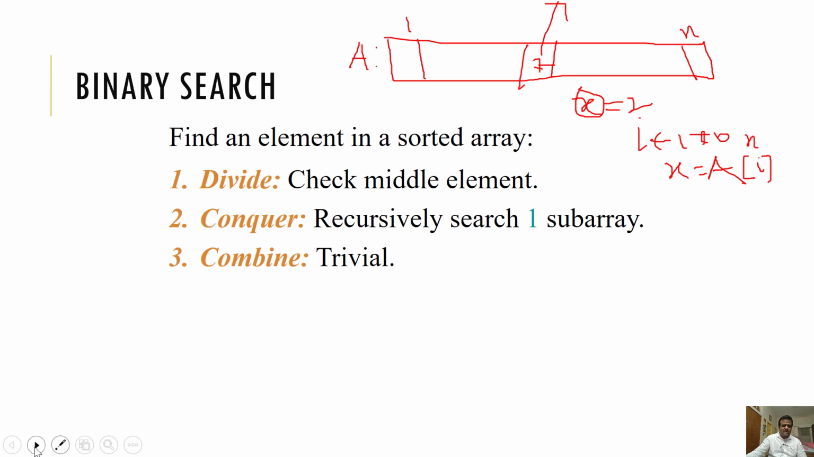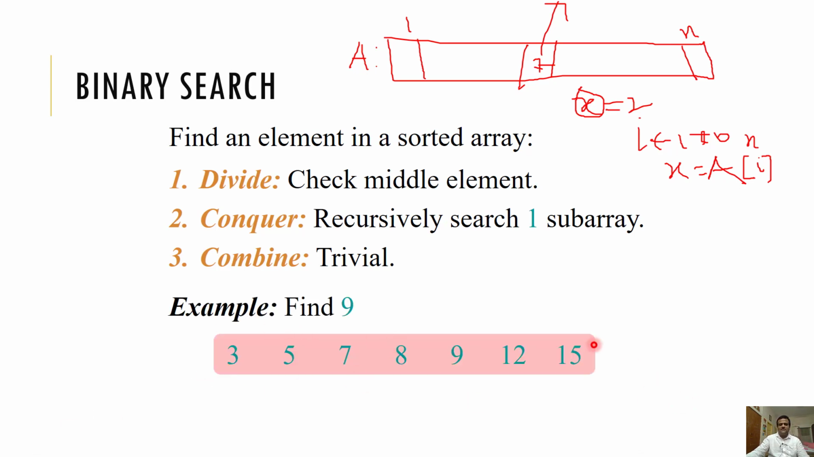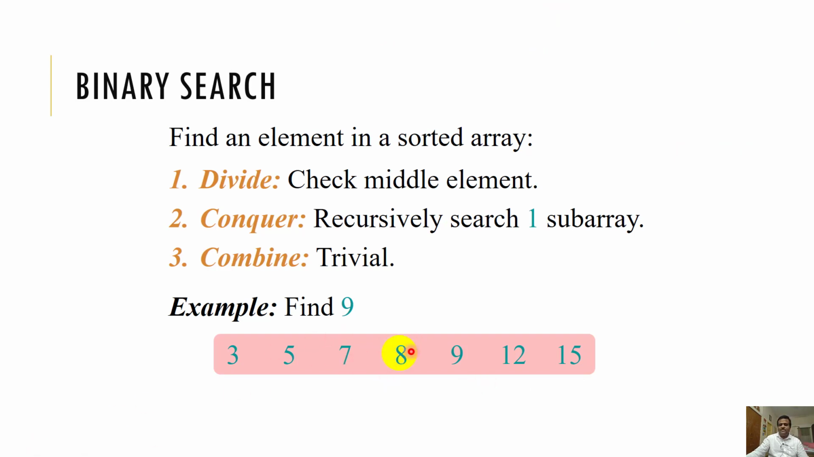Let us take a quick example. Suppose we are given this input 3, 5, 7, 8, 9, 12, 15, which is a sorted array, and we have a key value, say 9, to be searched, whether this 9 is there in this sorted array. What do we do? We just check the middle element. The middle element is 8. So we check 8 and 9. If it is matching, then we can just stop, otherwise, 9 is greater than 8.